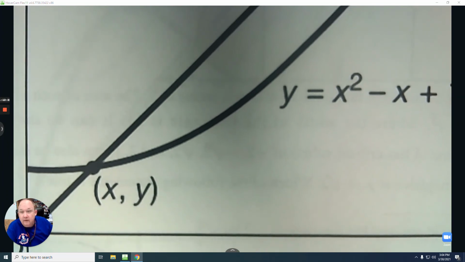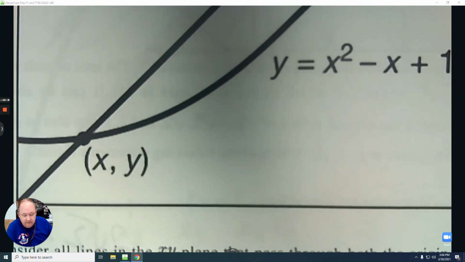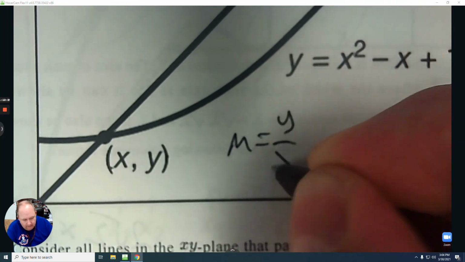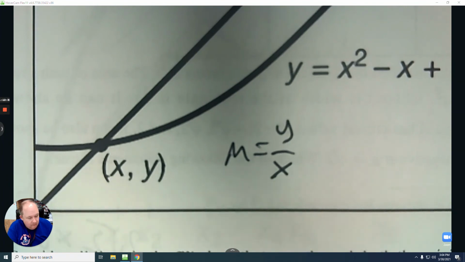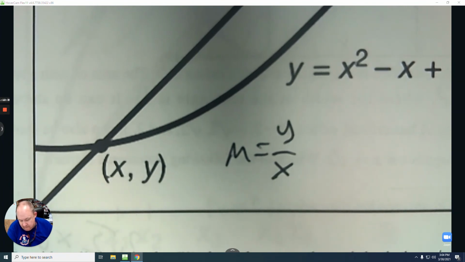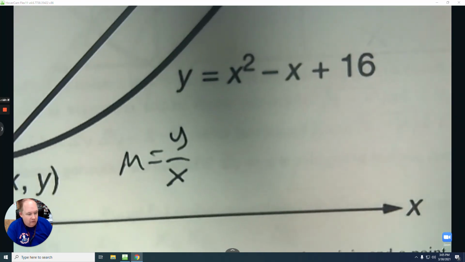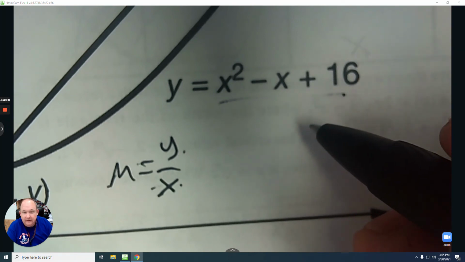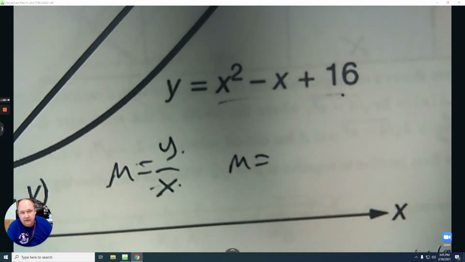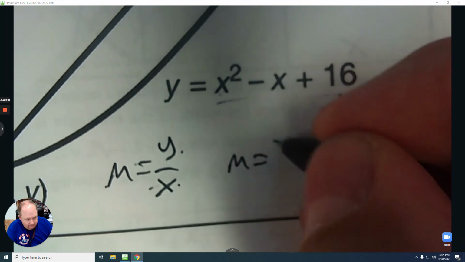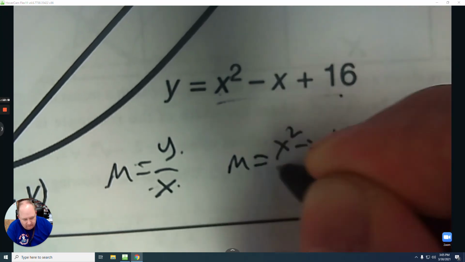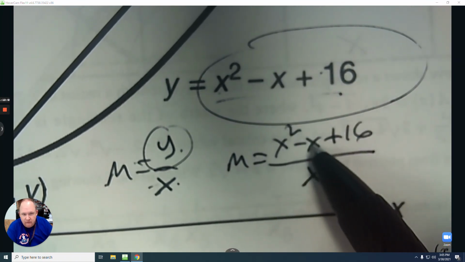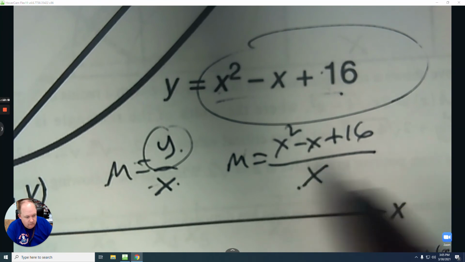So the slope of the line for this one would just be the y value over the x. That's what slope is. Y over x. We're going to take that slope and understand the y value. So slope is the y's over the x's. So I need a formula for slope with one variable. So y is x squared subtract x plus 16 over x. So that's what y equals. So that's a secondary equation. I plug it into the slope.